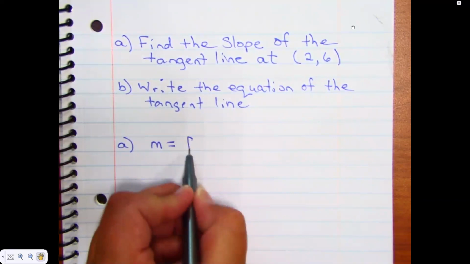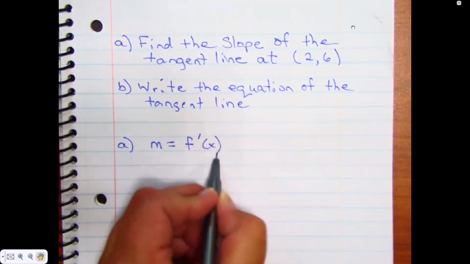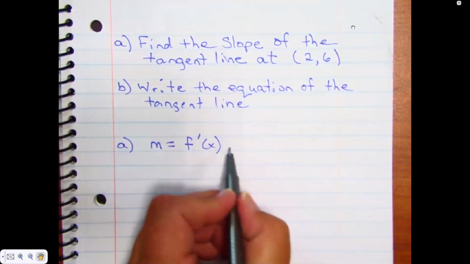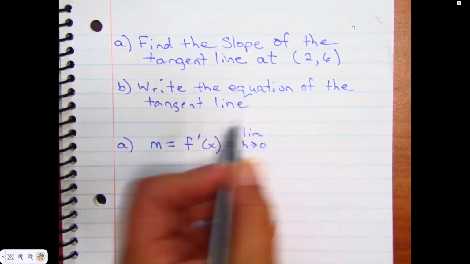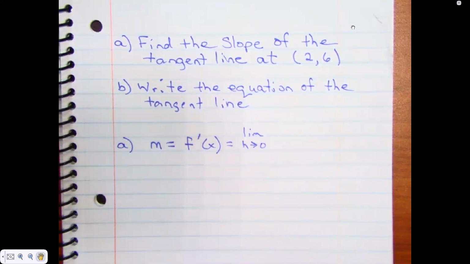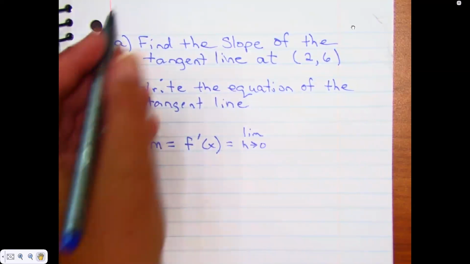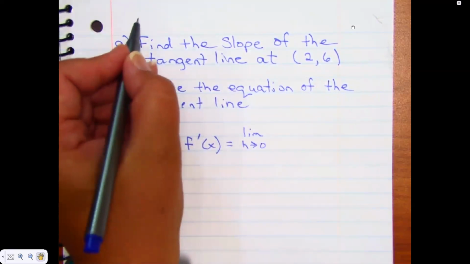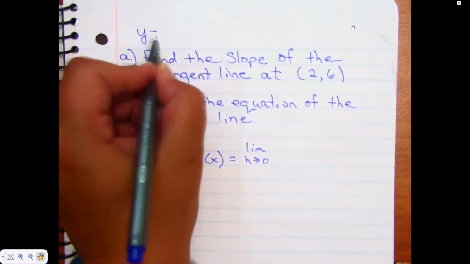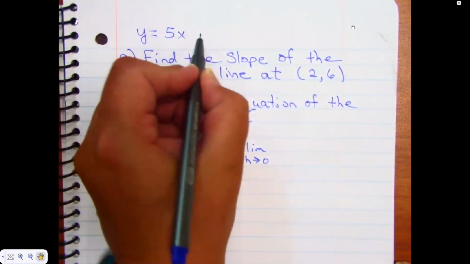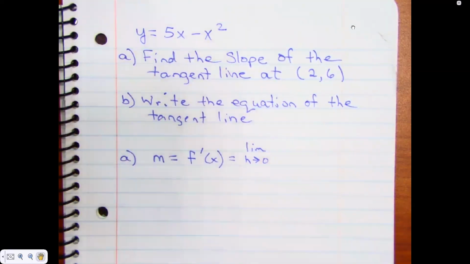Let's also just get in the habit of, we're going to find this derivative. The limit as h approaches 0. Oh, I have to give you the equation. That would be helpful, wouldn't it? Let's see if we can sneak it up here. We got to do the equation. Y equals 5x minus x squared. That would probably be helpful.